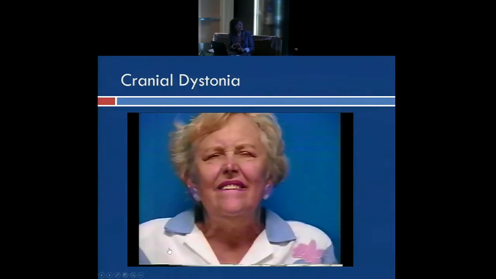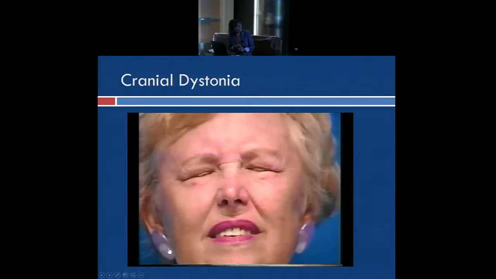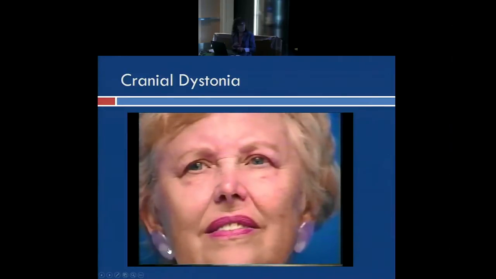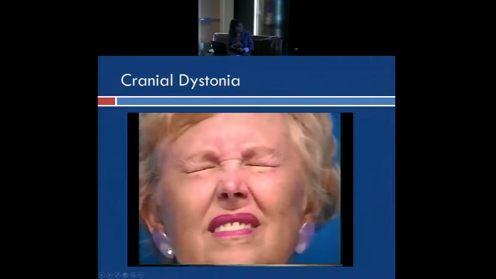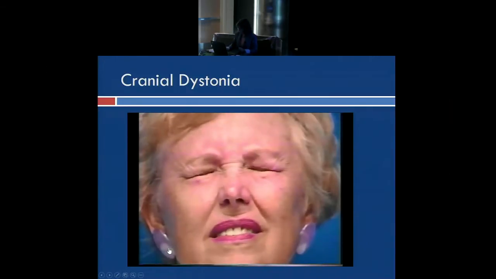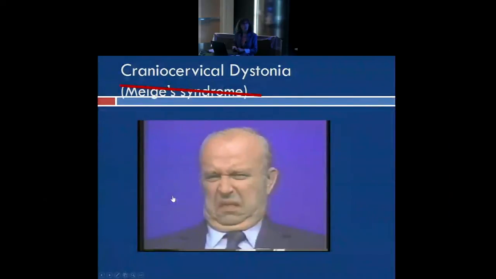And again, not just involving the eyes with the blinking, but also the upper lip pulling up, and a part of the face also pulling up. So this is an example of a cranial dystonia. Now this gentleman, and we don't call this Meige syndrome anymore, by the way. We call it a craniocervical dystonia. It's segmental, meaning it involves more than one body area.